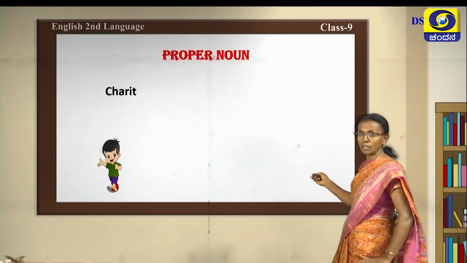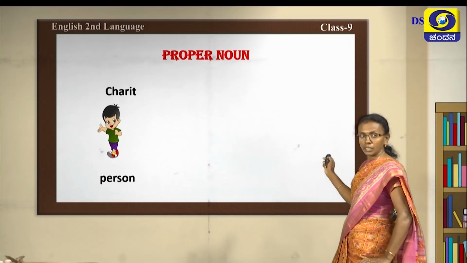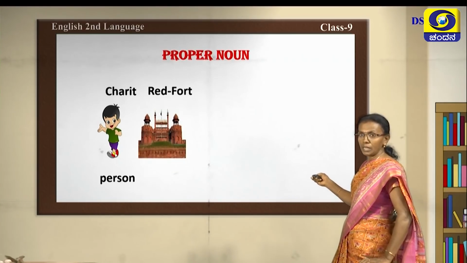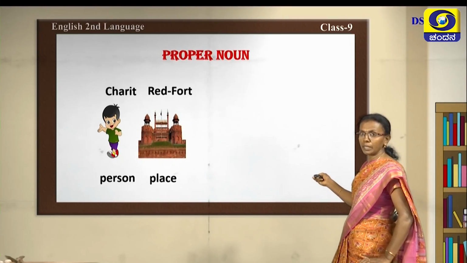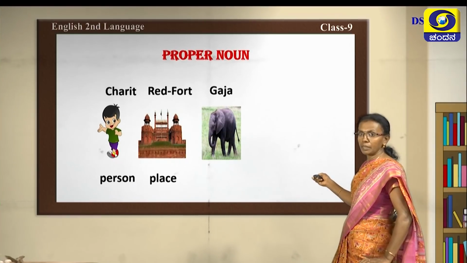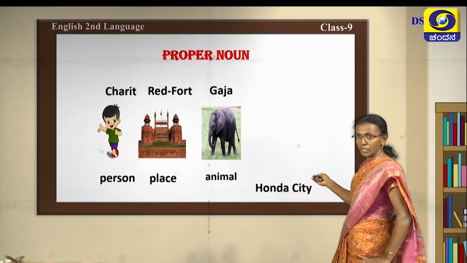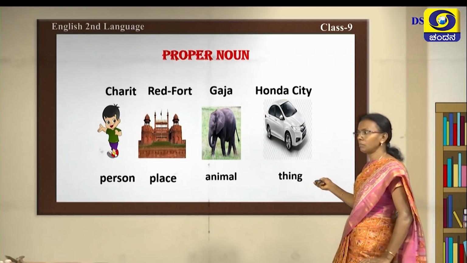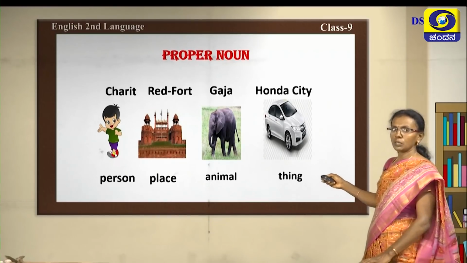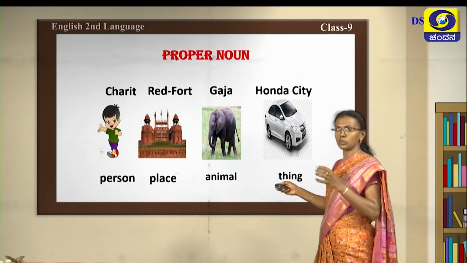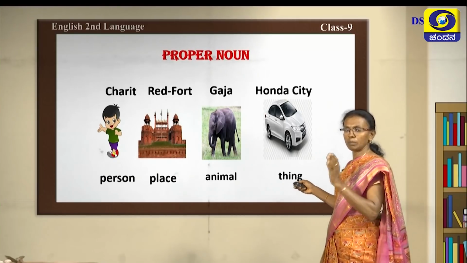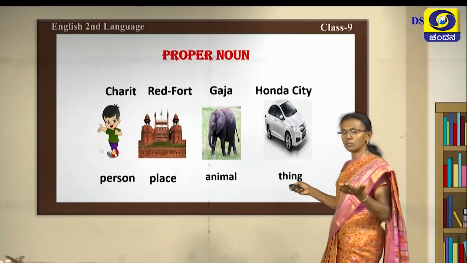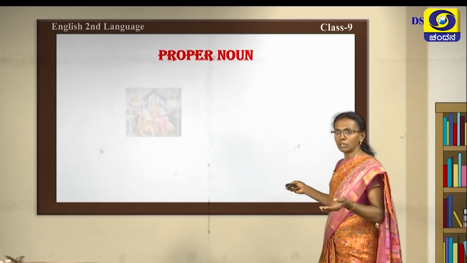See now Charit, the person, is a proper noun. And now Red Fort, we named that and it is specified as place. And Gaja, we named that animal. And Honda City, we named that car. So, now they all became proper nouns. If we specifically give names to that particular thing, person, place or animal, that becomes proper noun, otherwise it will be a common noun.